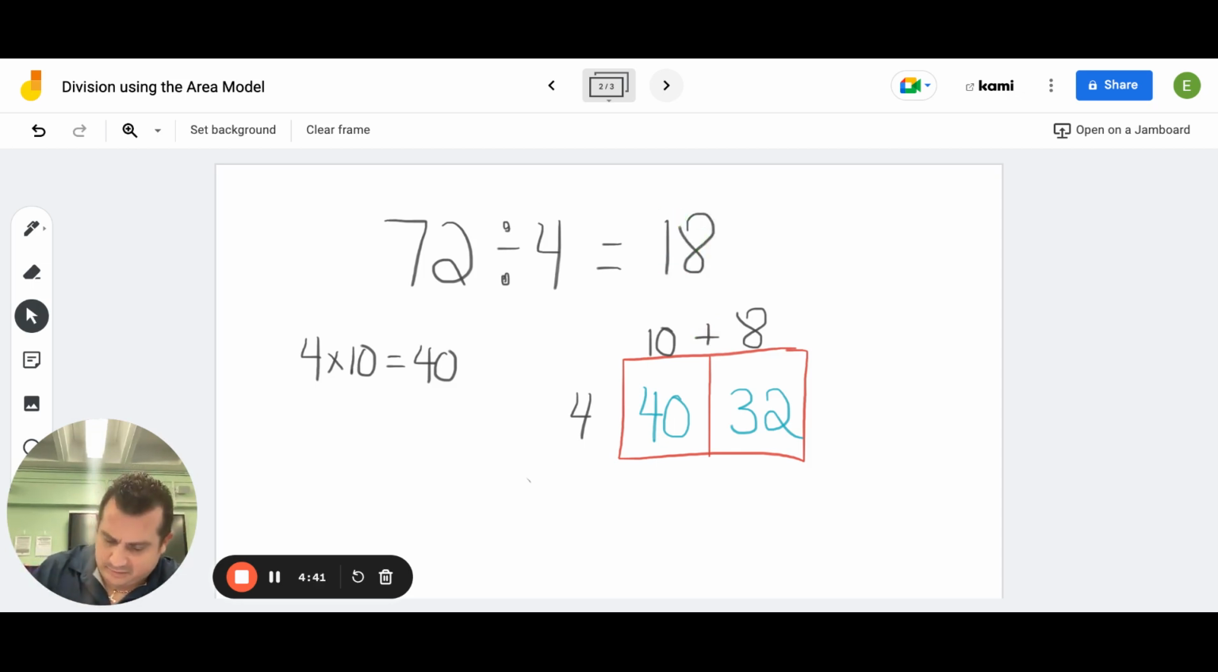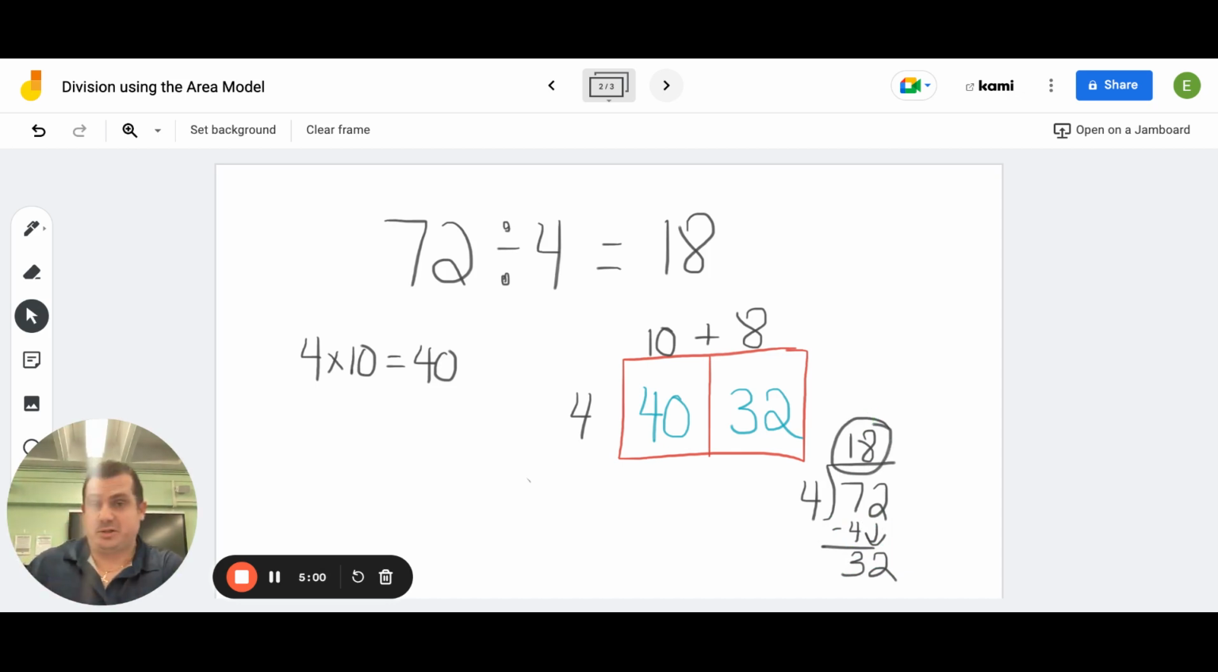So now let's just quickly check this. If I did 72 divided by 4 using long division, right? 4 goes into 7 one time. 4 times 1 is 4. Subtract that, I get 3. Bring down the 2, and 4 goes into 32 8 times.